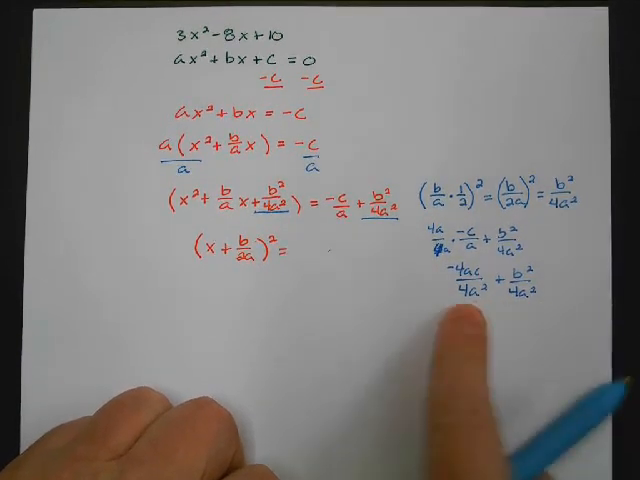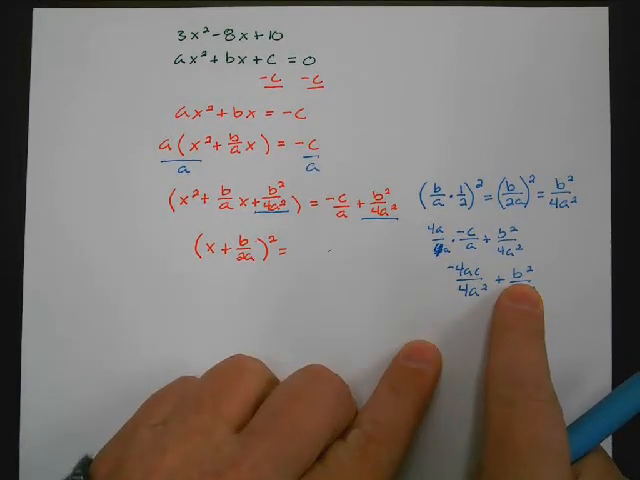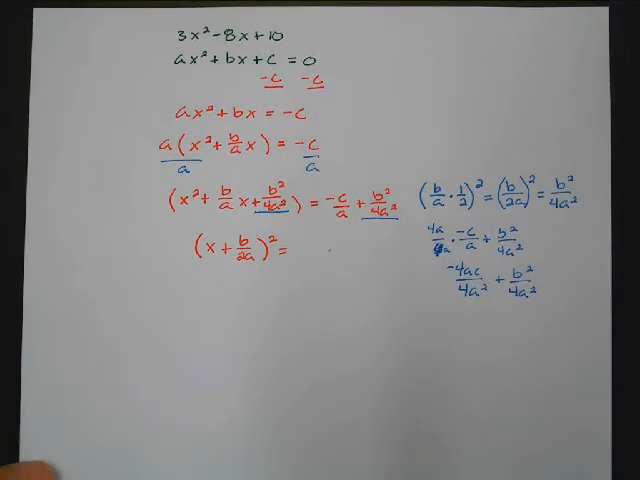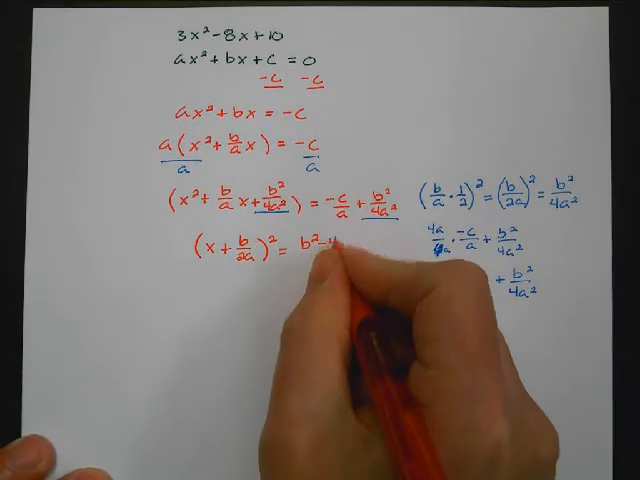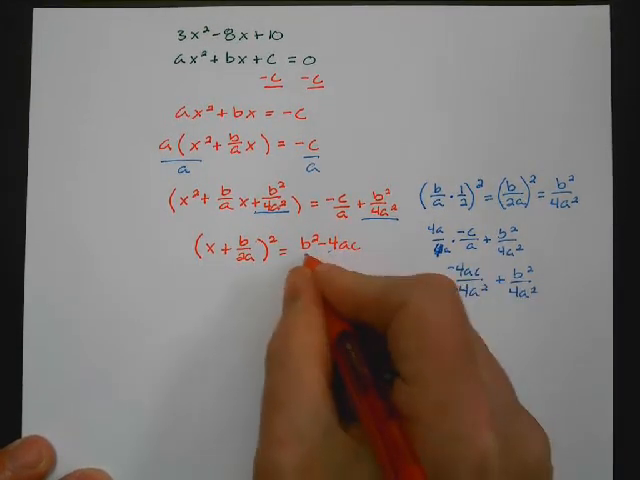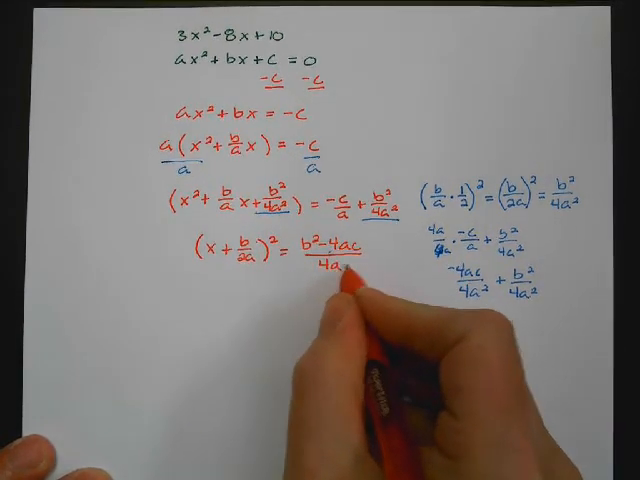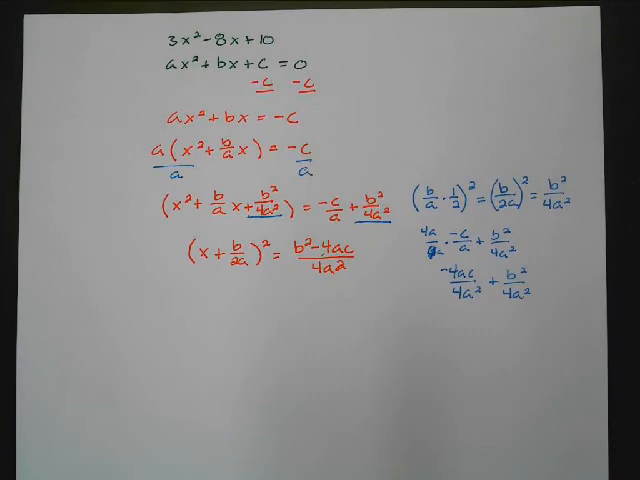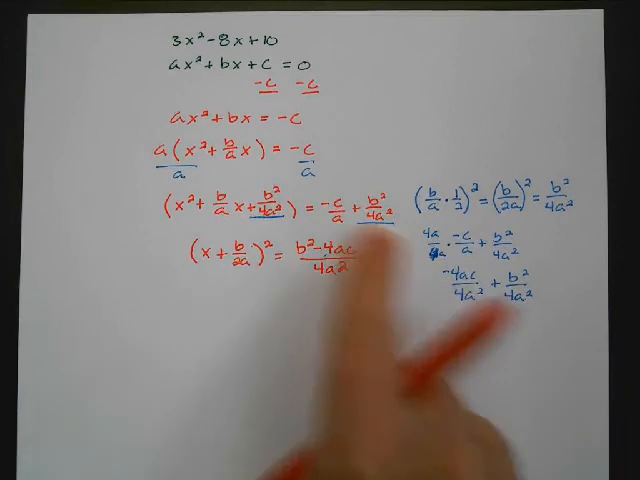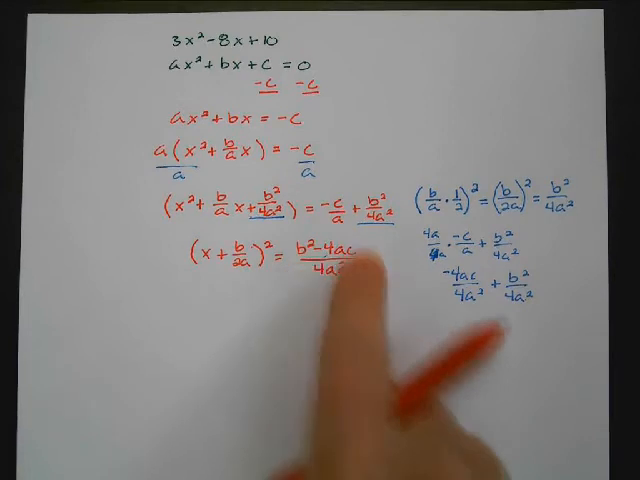Now they have the same denominator, so I can just add the numerators. So I'm going to do b squared minus 4ac all over 4a squared, because that's my common denominator. There, that's fixed it. It got a little bit better, it got worse, and then got better. So we took these two, made a common denominator, combined them, so that's what we have now.